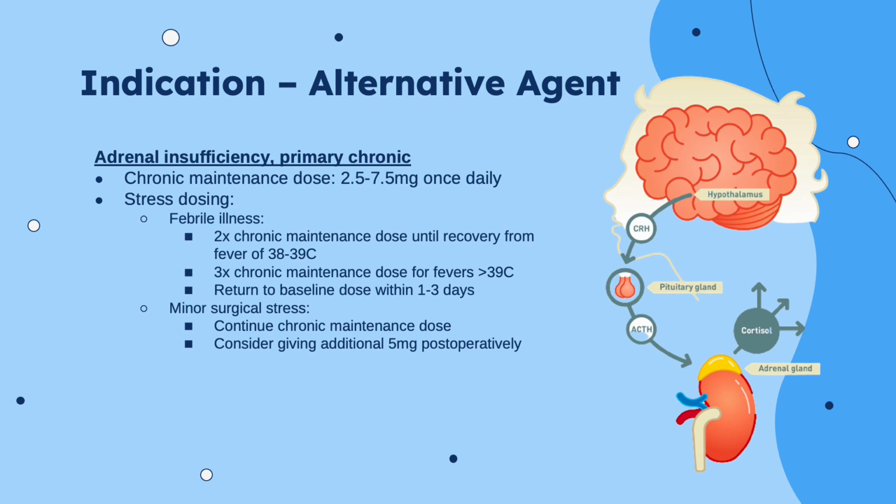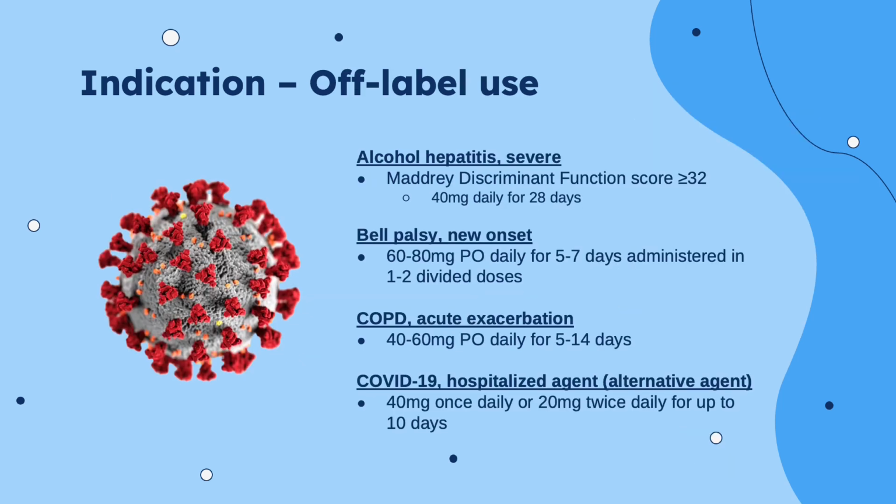For minor surgical stress, continue chronic maintenance dose and consider giving an additional 5 milligrams post-op if signs and symptoms of adrenal insufficiency are present. Moving on to our off-label uses.